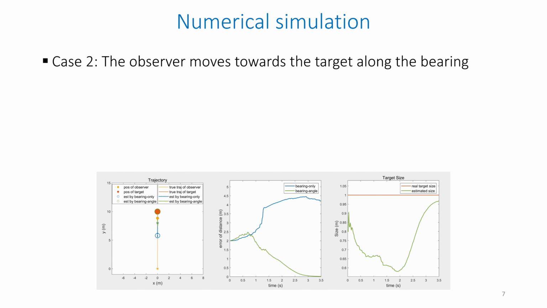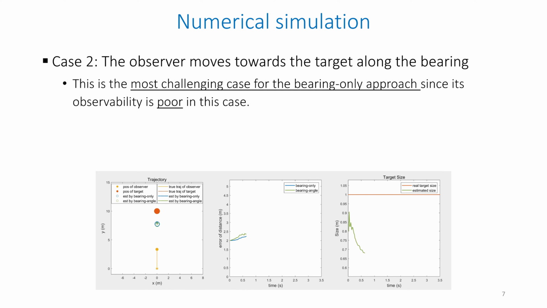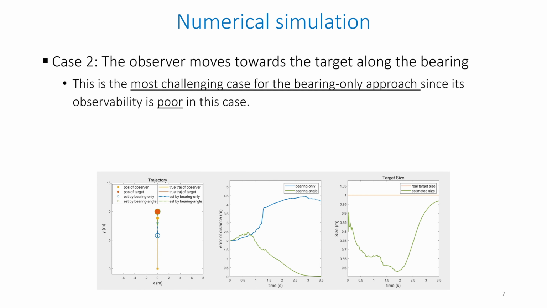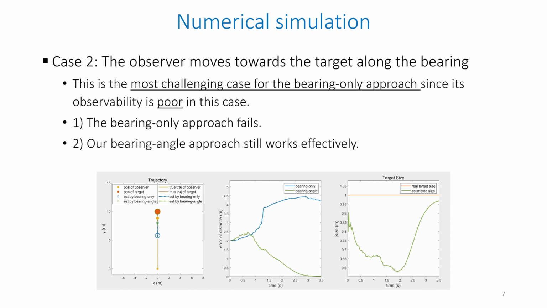In case 2, the observer moves towards the target along the bearing. This is the most challenging case for the bearing-only approach since its observability is poor in this case. The bearing-only approach fails. Our bearing angle approach still works effectively.